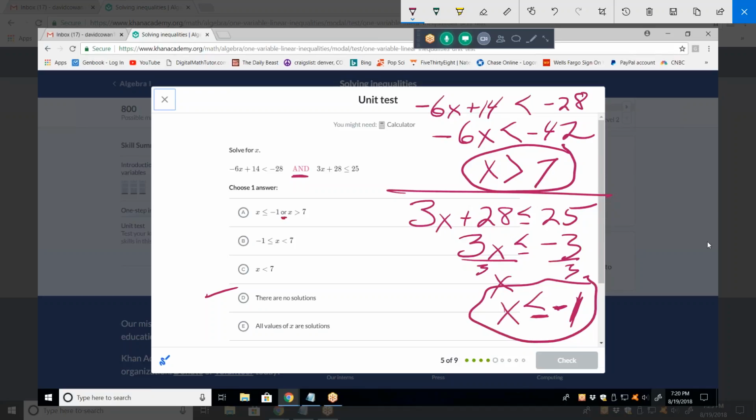There are no solutions. There are no values of x that satisfy both of these at the same time. And that's the difference between "or" and "and." If this was an "or," then A would be correct. You could have numbers either less than minus 1 or greater than 7. Any x that's less than 1 or greater than 7 would work. But to be "and," both of them have to be true.